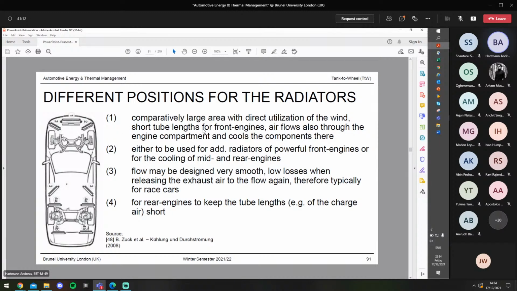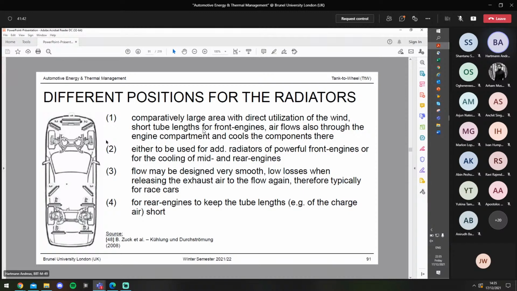This is especially of importance for the charge air. You can imagine if you have a rear engine and you need to distribute the charge air first to the front and then to the back, again to the engine, then you might have a lot of pressure drop and so on. So this is not the right approach, but it's the right approach for the front engines.